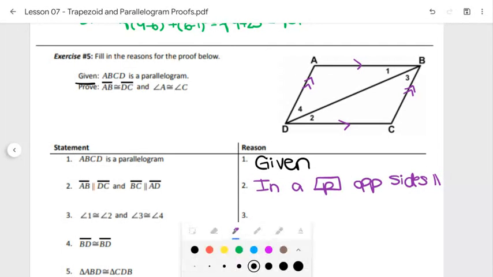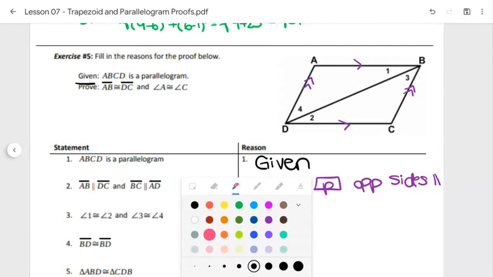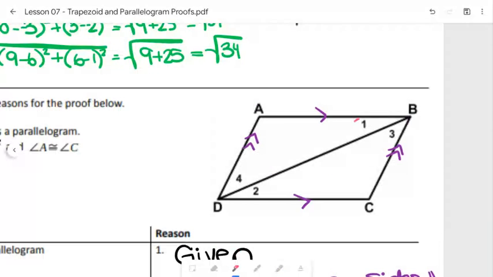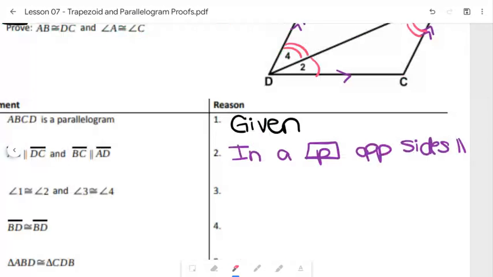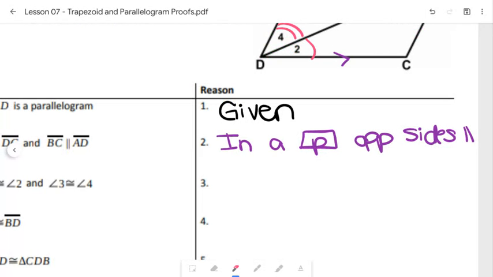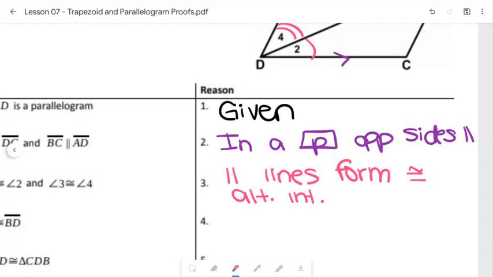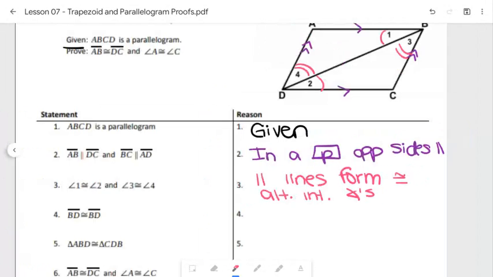And we've kind of been on this trend the whole time, but that means it can lead me to angles 1 and 2 that are congruent, and angle 3 and angle 4, because we have parallel lines form congruent alternate interior angles.